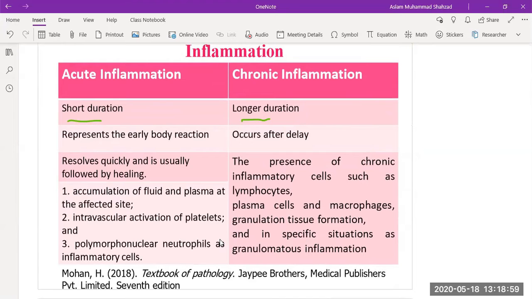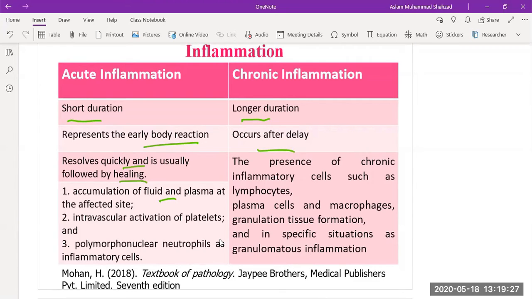Acute represents the early body reaction, meaning that if somebody hits you or if any insect bites you, the inflammation response that occurs initially is the acute response, and if it occurs with time, then it will be the delayed response. Acute will be resolved quickly, followed by the healing process, because inflammation is one of the steps of regeneration of the tissues, as we have discussed before as well. So it is very important.